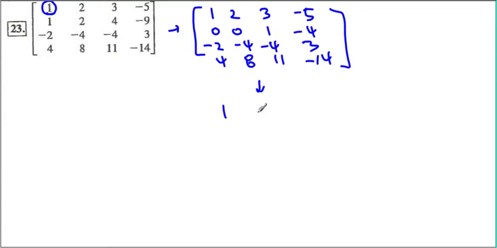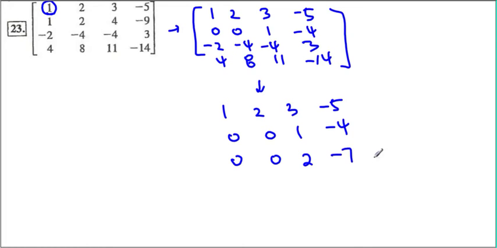Then 1, 2, 3, negative 5, 0, 0, 1, negative 4. When I multiply this one by 2 and then add it up with the third row, I'll be getting 0, 0, 2, and then negative 10. Negative 10 plus 3 becomes, obviously, negative 7. Now, next one is what? 4, 8, 11, negative 14.